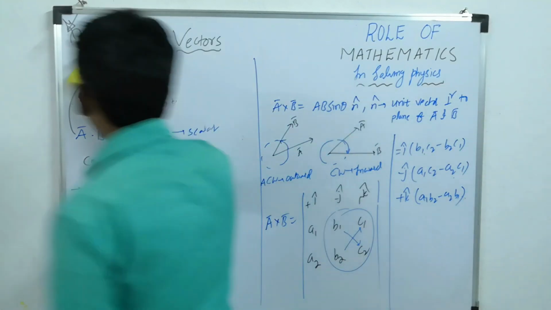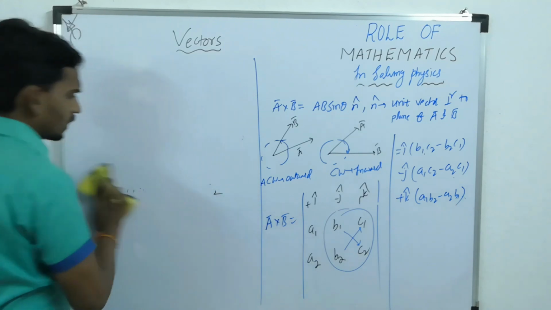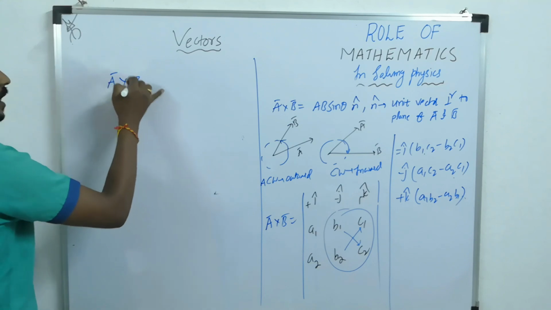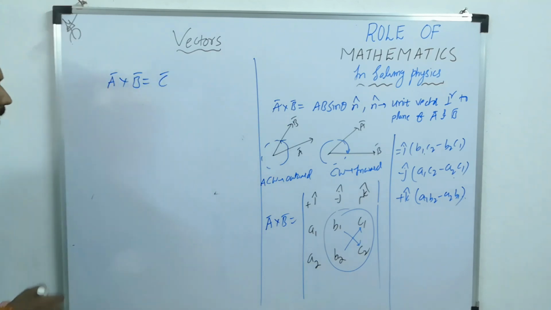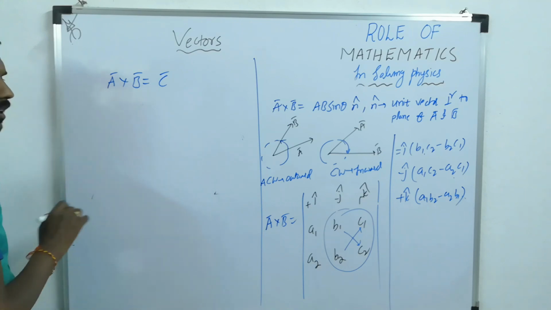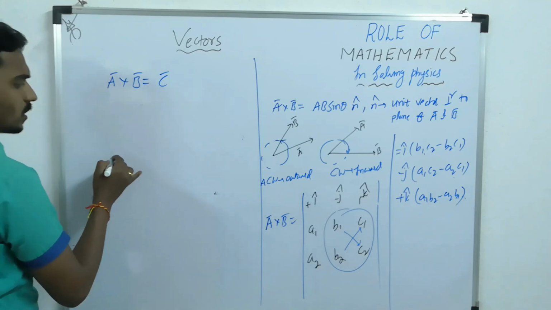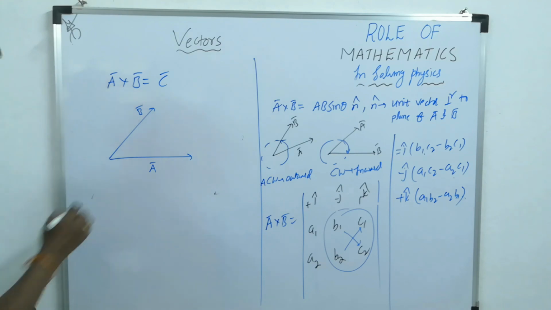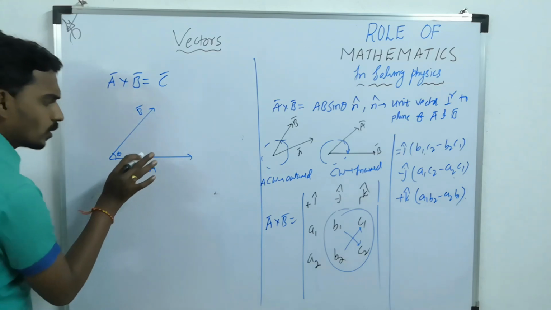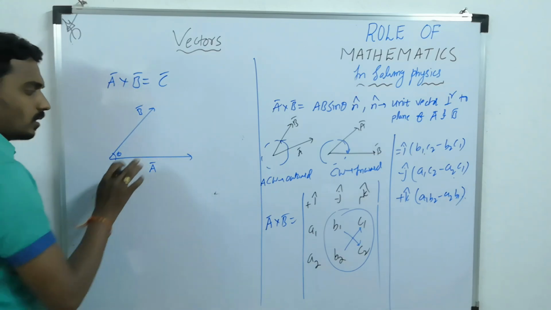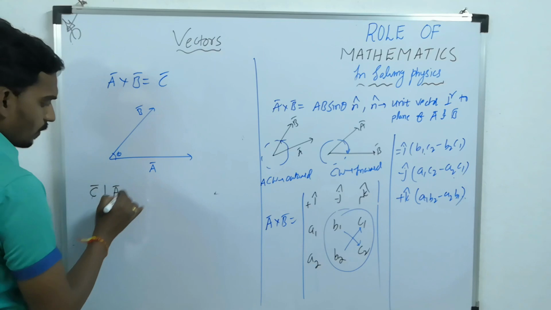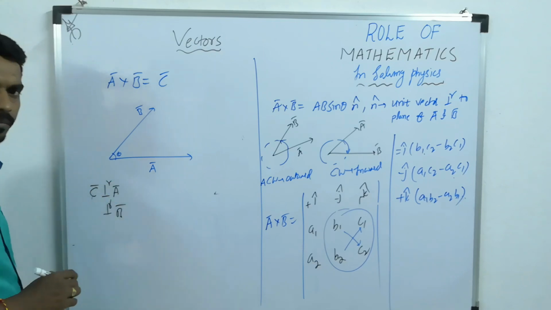And one more thing you have to remember: if you take the cross product of two vectors, A bar cross B bar, that is a vector. Let's take it as C bar. Now C bar is a vector perpendicular to the plane containing A bar and B bar. Suppose this is A bar, this is B bar, and this is the angle between them. C bar must be perpendicular to A as well as B, that means either outward or inward. So C bar is perpendicular to A bar and perpendicular to B bar.